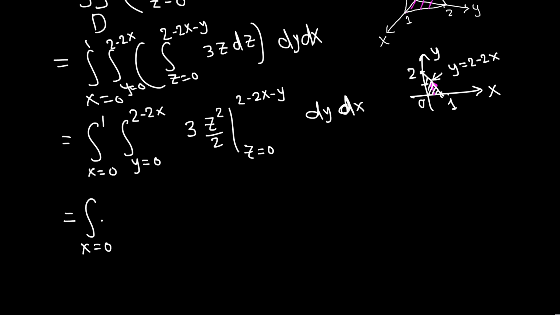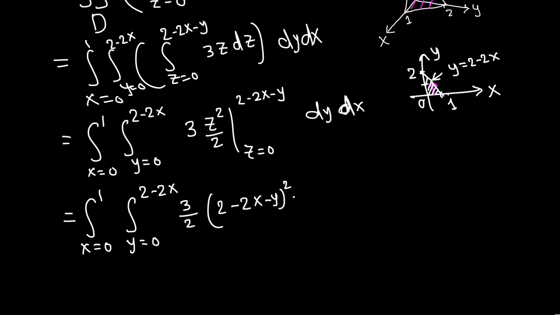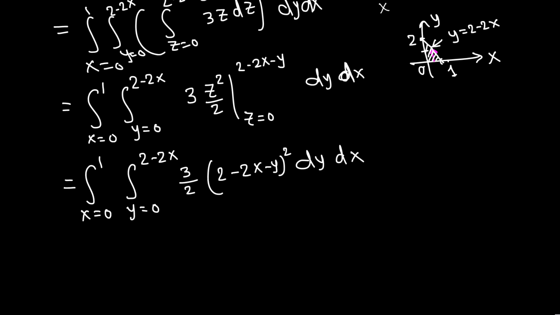X from 0 to 1, y from 0 to 2 minus 2x. The 3 halves is constant, we don't have to worry about that. Replace g by this expression, that is squared, minus 0 is squared, so there is no contribution from the bottom, so that this is squared: 2 minus 2x minus y quantity squared, minus lower limit 0 squared, not writing that, dy dx. Okay, now we can do this, we don't have to.